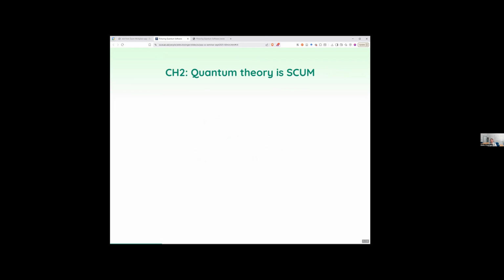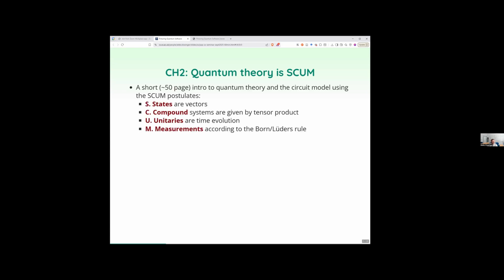Where this material really kicks off is chapter 2. This book is pretty self-contained, and it starts with an intro to quantum theory and quantum computation. It introduces this the way I like to teach it in my lectures, using the SCUM acronym. This is about a 50-page intro to quantum theory, hitting the core of what I would call the von Neumann postulates, but in the book we call them the SCUM postulates: describing states, compound systems as tensor product, unitaries, and measurements.